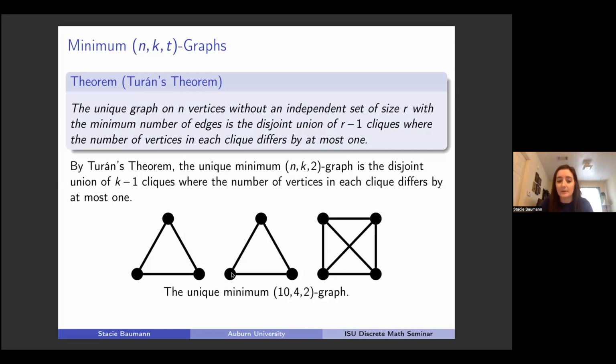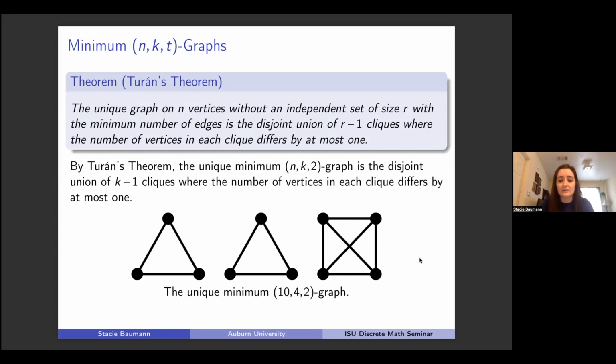So right, here's an example. The unique minimum (10,4,2) graph is this disjoint union of cliques. So what I mean by that is every component's a clique, and the number of vertices in the cliques differs by at most 1. So here you can double check that, right? This is 10 vertices. There's 3 cliques, 1 less than k. And we make them as balanced as possible. All right, any questions about those 4 examples?